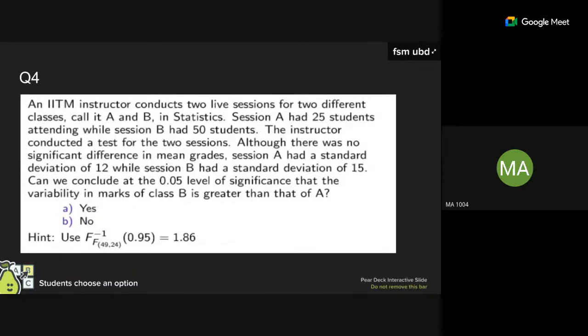See, if it had been a two-tailed test, what would have happened? Either we would give you F inverse of 0.025, or maybe we would give you 0.975.